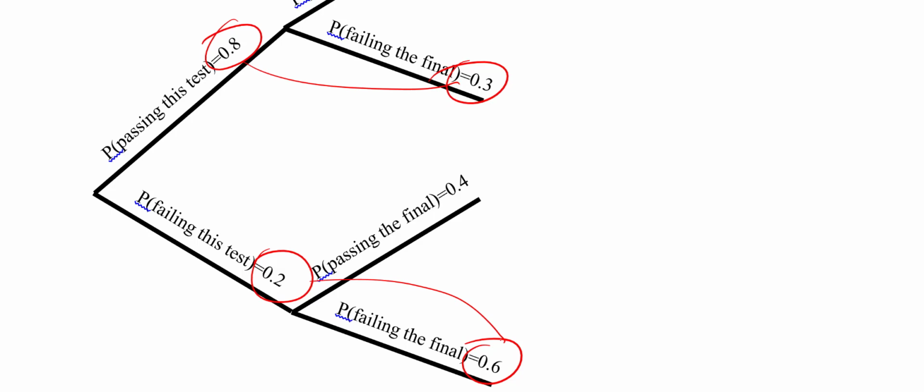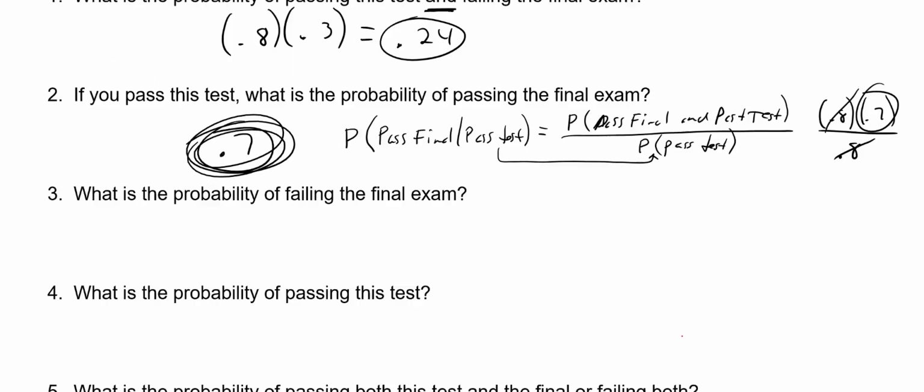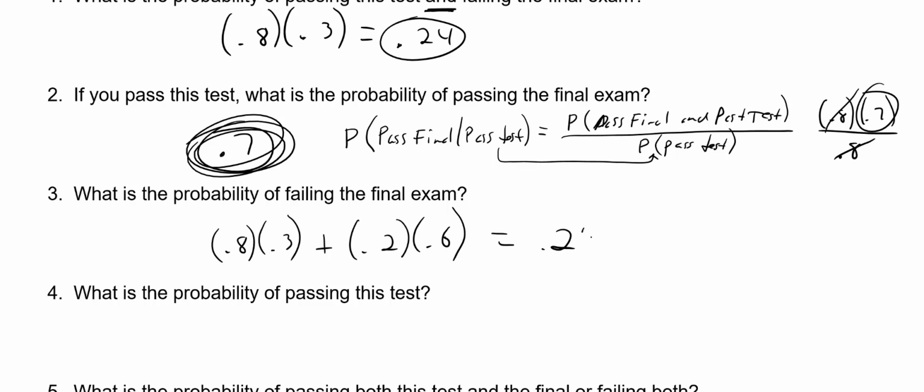So 0.8 times 0.3 plus 0.2 times 0.6. Let me write that in here. So it's 0.8 times 0.3 plus, because it's one or the other, 0.2 times 0.6. And that gives you 0.24 plus 0.12, which is 0.36.